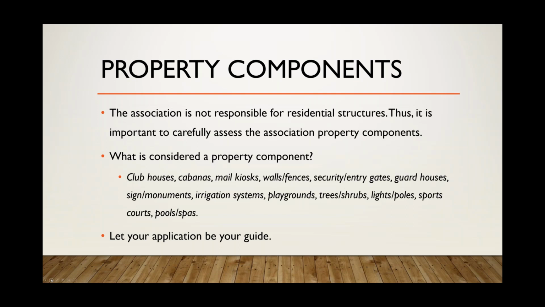So, what would you consider to be a property component when you're trying to address the different parts with a homeowners association? Well, this can really be any of that commonly owned property, such as a clubhouse, cabana, a kiosk, a fence. There could be entry gates, really anything, a sign that reflects the association. These are the things that an association has to make sure that they address and cover, because it's everything that their dues pay for, and you want to make sure that they are maintained.